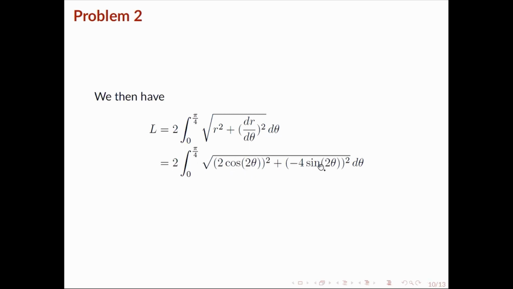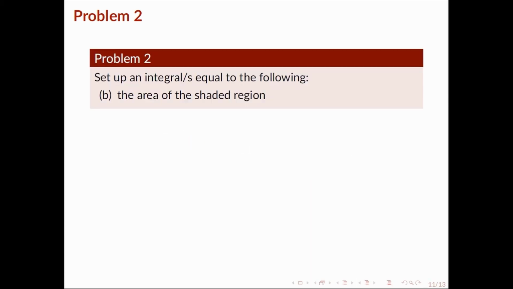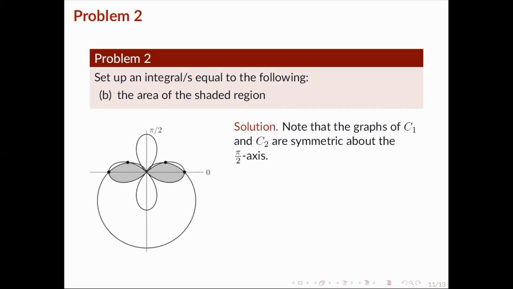So in this case, the derivative of r with respect to theta is negative 4 sine of 2 theta. This is because the derivative of cosine of 2 theta is negative sine of 2 theta, and by chain rule, the derivative of 2 theta is just 2. So you'll get 2 multiplied by the negative sine of 2 theta multiplied by 2, and you have negative 4 sine of 2 theta. So for the second problem, we have to find the area of the shaded region.